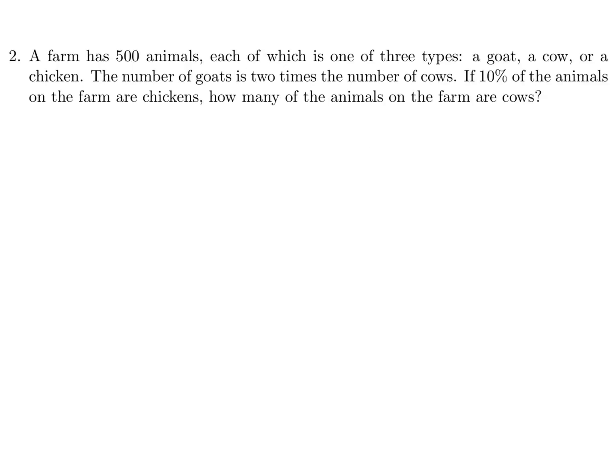A farm has 500 animals, each of which is one of three types: a goat, a cow, or a chicken. The number of goats is 2 times the number of cows. If 10% of the animals on the farm are chickens, how many of the animals are cows?